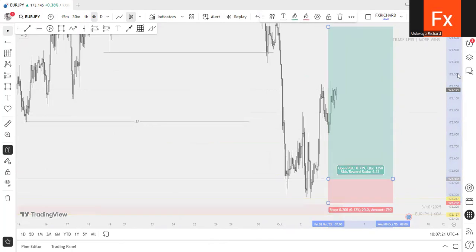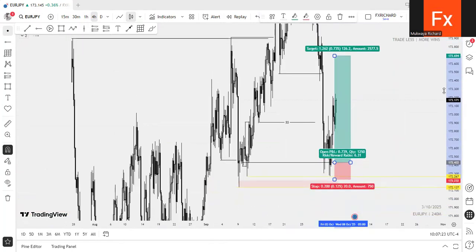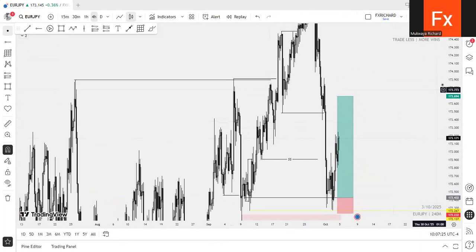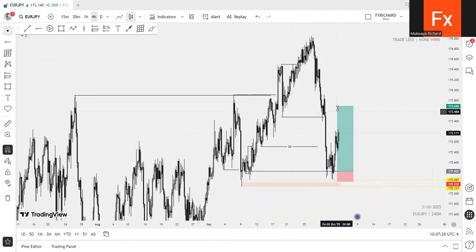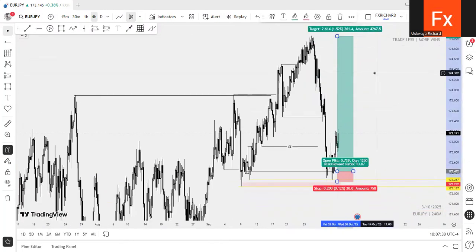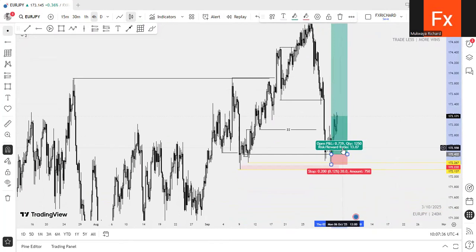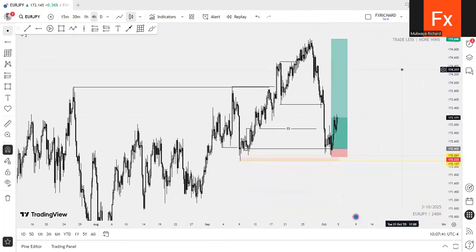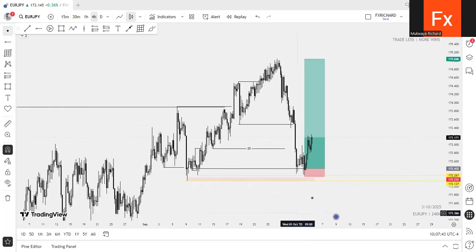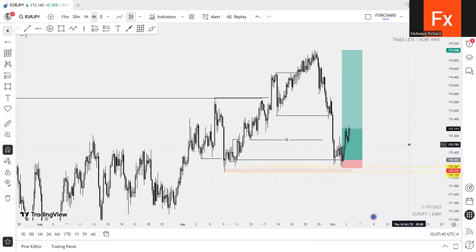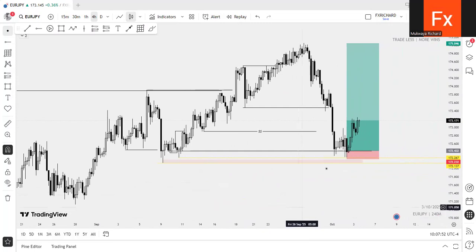Let's go to H4. My targets are here. My targets are here. 260 pips. Meaning that will be something like 13 RR, risk to reward, using how I frame my trades. Simple. As long as you follow these steps that I'm doing, everything is simple, and you can make it.